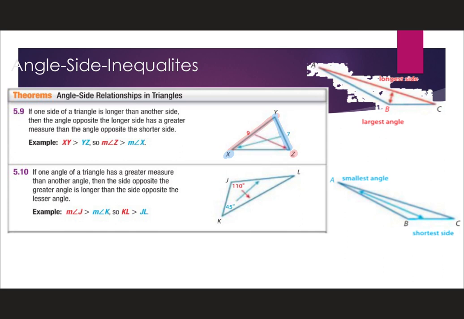And then the other theorem is just the reverse of that. The bigger side is across from the bigger angle. If in the bottom picture, angle J is greater than angle K, which is what it says, then the side across from J, which would be KL, is going to be bigger than the side across from angle K, which would be JL.